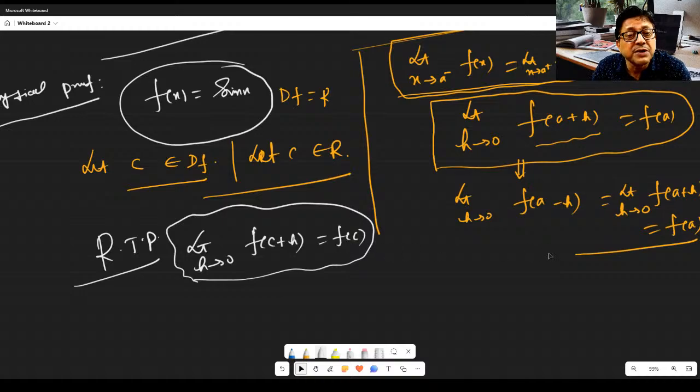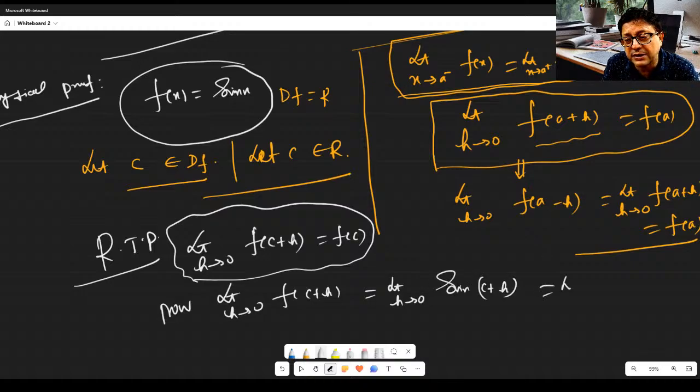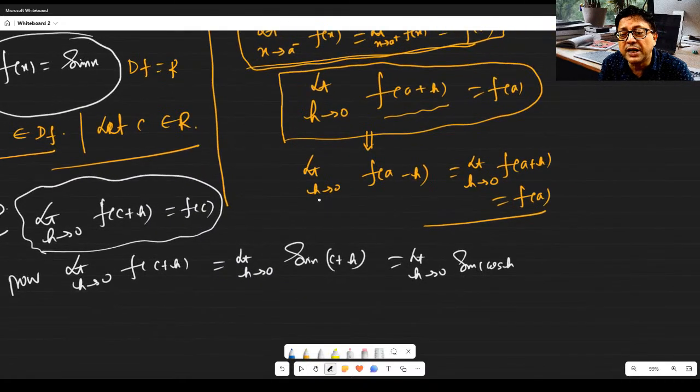Functional value f c equal to sin c, all of you know. Now this limit, f of c plus h, this is going to be limit h tending to 0 sin of c plus h. This you write sin c cos h plus cos c sin h, isn't it? Sin a plus b formula, sin a cos b plus cos a sin b.